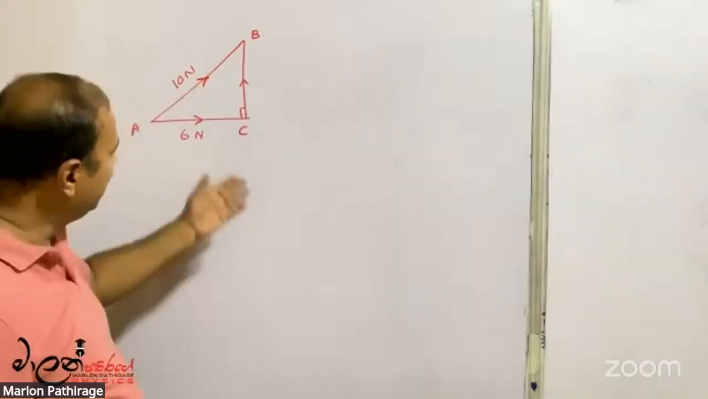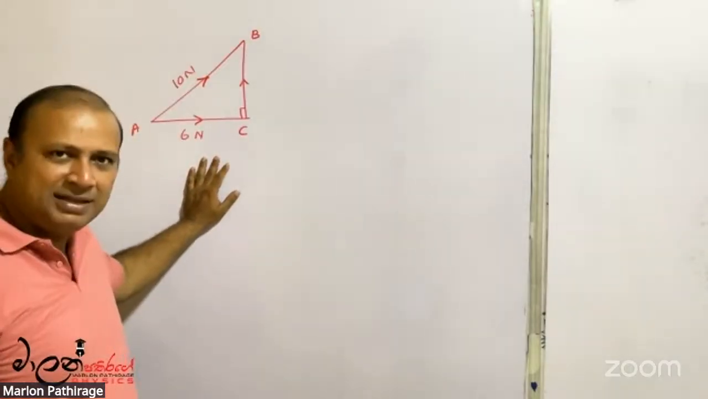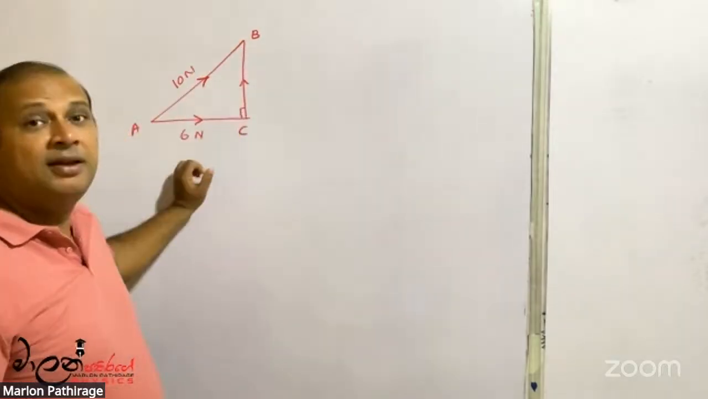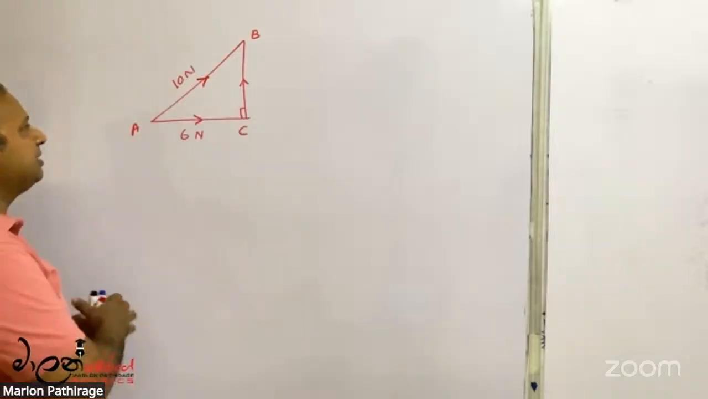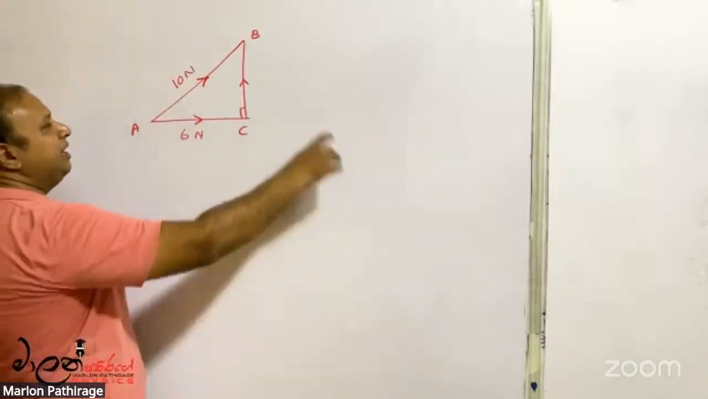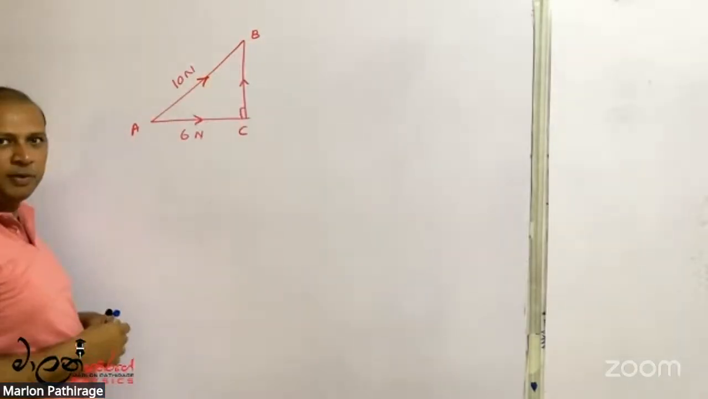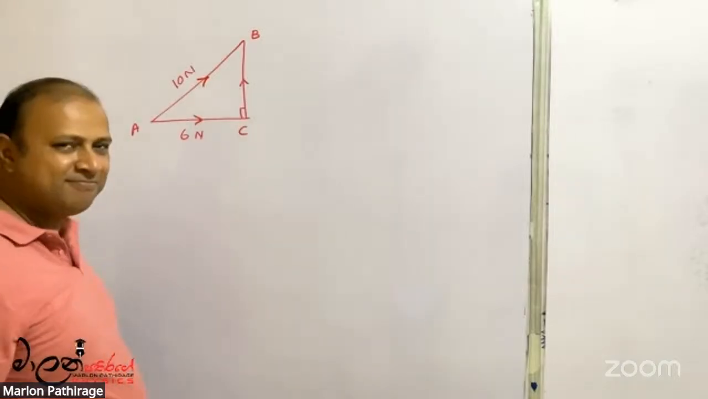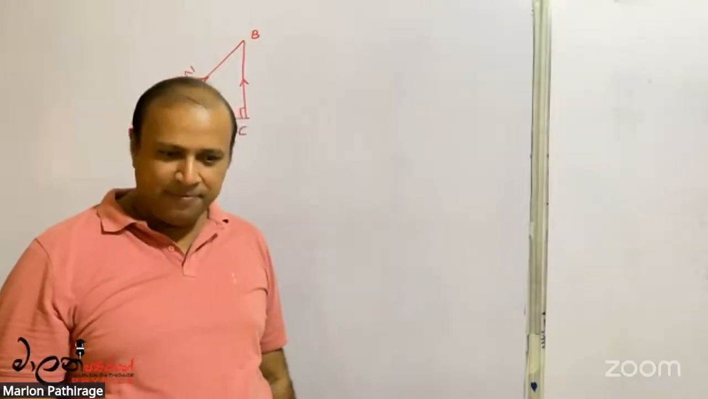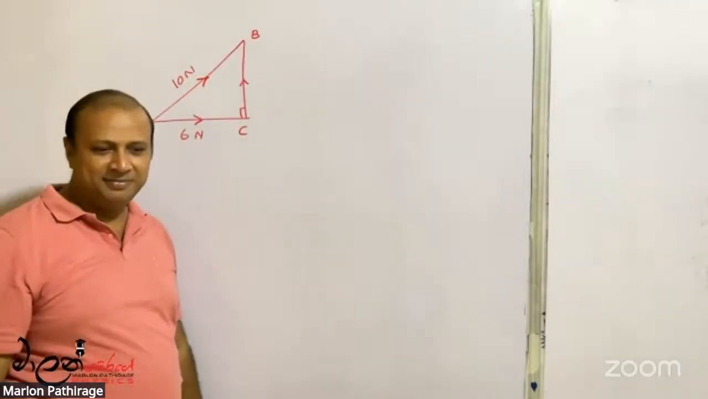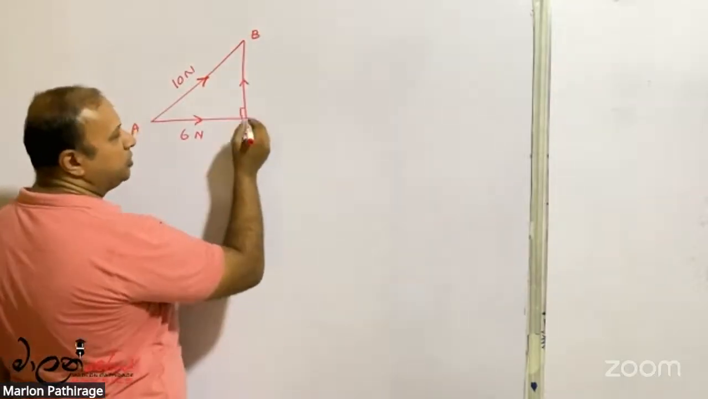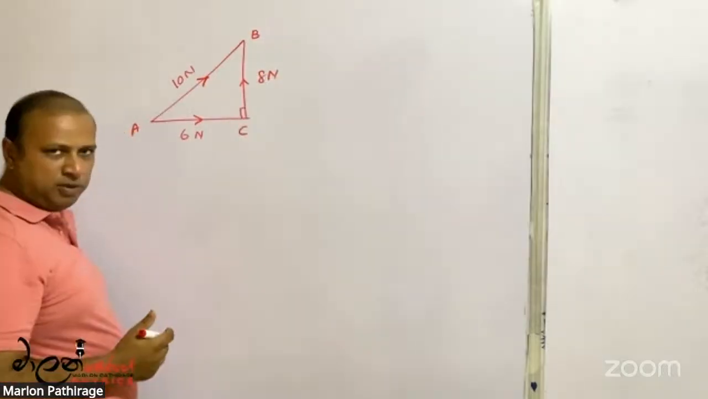In this case, we can use Pythagoras' law to determine the length, the magnitude of this vector. Because this length is proportional to 10 Newton and this length is proportional to 6 Newton, this length should be proportional to the square root of 10 squared minus 6 squared. That is 64, so this length should be proportional to 8 Newton.